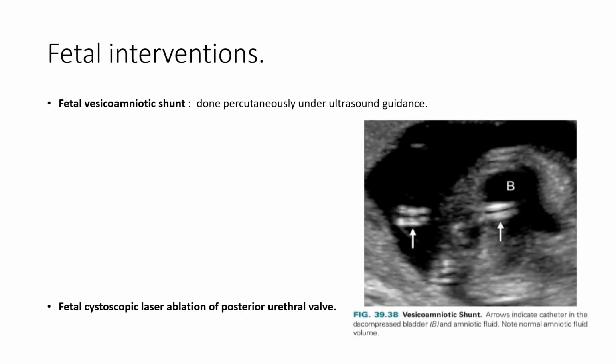Fetal intervention in the form of a fetal vesicoamniotic shunt is done percutaneously under ultrasound guidance. This is the image showing the shunt which is placed between the amniotic cavity and the bladder. Next, fetal cystoscopic laser ablation of posterior urethral valves can be done as a part of fetal intervention.